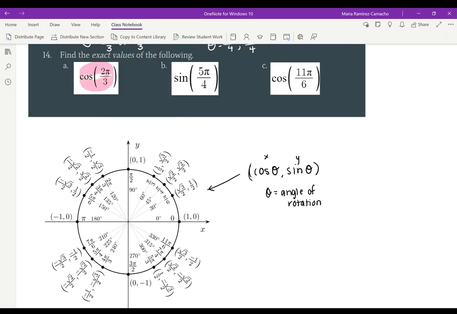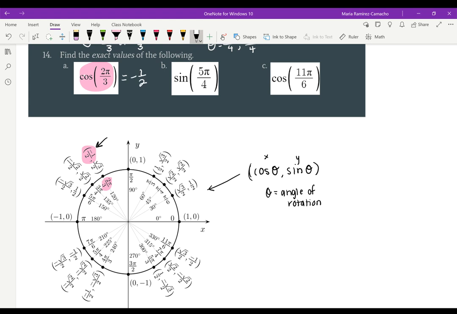So cosine 2 pi over 3. Let's go to 2 pi over 3. It's right here. We want the x-coordinate because it's always cosine and then sine. So here, our cosine is negative 1/2. So for part A, cosine of 2 pi over 3 is equal to negative 1/2.